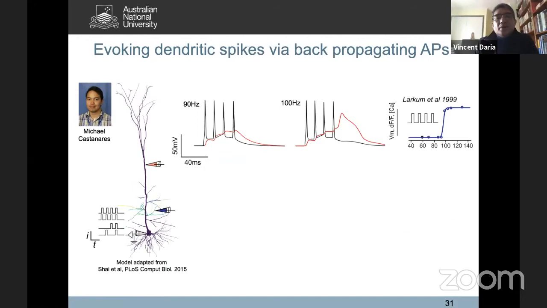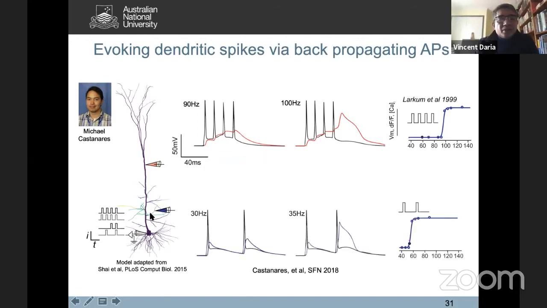What Michael has shown is that he was able to see a similar kind of dendritic spike occurring at this region here, at what we call oblique dendrites. This is the oblique dendritic spike that he was able to observe numerically first. And it has the same characteristics. Below 35 hertz or 30 hertz, you don't see anything. At 35 hertz, you do see something. So it's a much lower frequency compared to that. And it goes with a similar pattern that would look like this one here. So this was in the model.